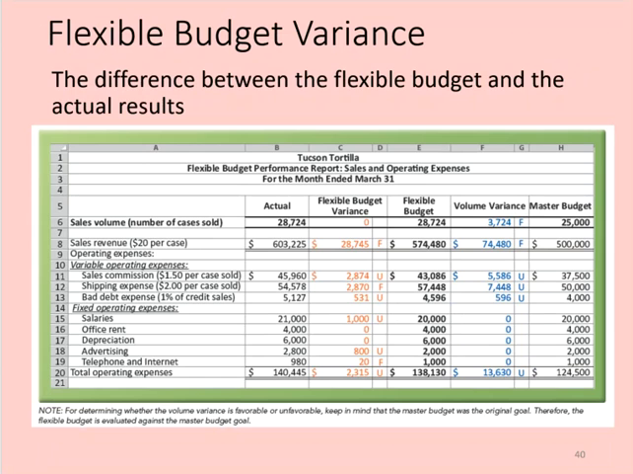Now the flexible budget variance is the difference between the flexible budget and the actual results. So we've got the actual and we've got the flex budget, which would be at the same level of activity. And then we have the volume variance, which will be the difference between the flexible budget and the master budget. So we can see which is the budget variance or good cost control and which is the volume variance, the changes due to operating at a different level of activity.